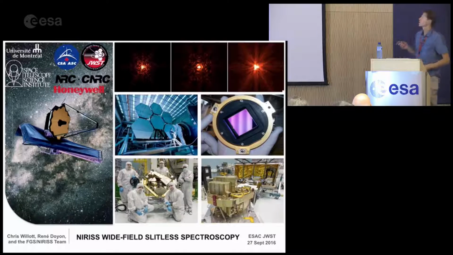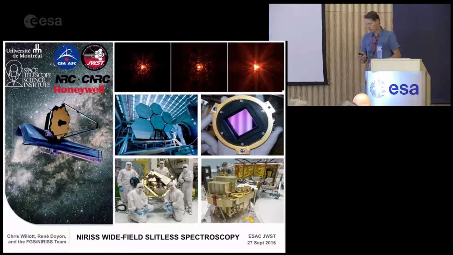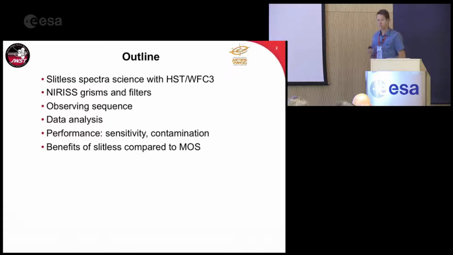Okay, so I'm going to talk about wide-field slitless spectroscopy with NIRISS. This is my outline. So first of all, I'm going to talk a little bit about what's been done with Hubble recently, and Ichi touched on that a little bit. I'll go into a bit more detail about the type of science that's been done using the Hubble grisms.